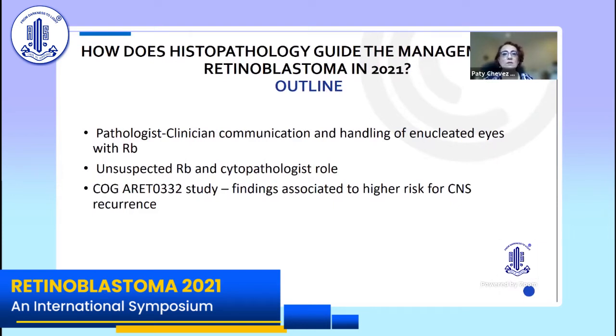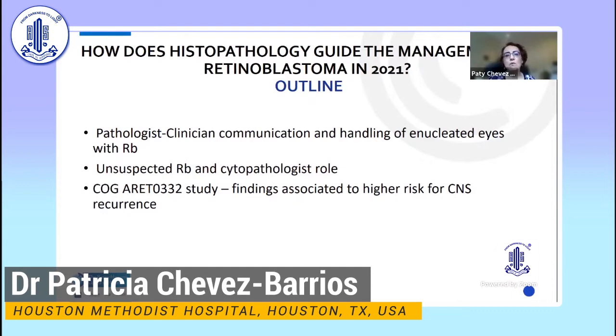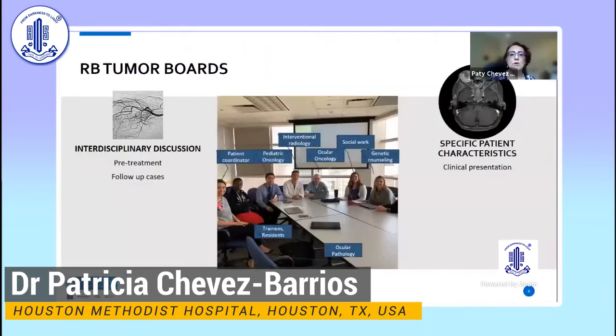So the outline of this talk is mainly based on what Santosh Hanwar asked me to talk about. It's how pathology and clinician communication is very important to have a successful evaluation of the enucleated eyes, how unsuspected retinoblastoma sometimes is very important, the role of the cytopathologist to put the diagnosis in place, and our findings associated with higher risk for CNS recurrence that came from the results of the COG study.